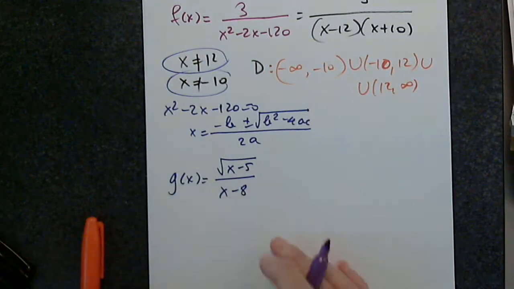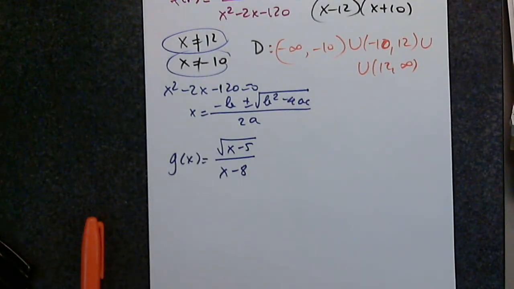Number 2, we have g of x, which is the square root of x minus 5 divided by x minus 8. Again, it's the same type of question. What is the domain of g? But this is a more complicated situation. Why is it more complicated? It's slightly more complicated. Why is it?